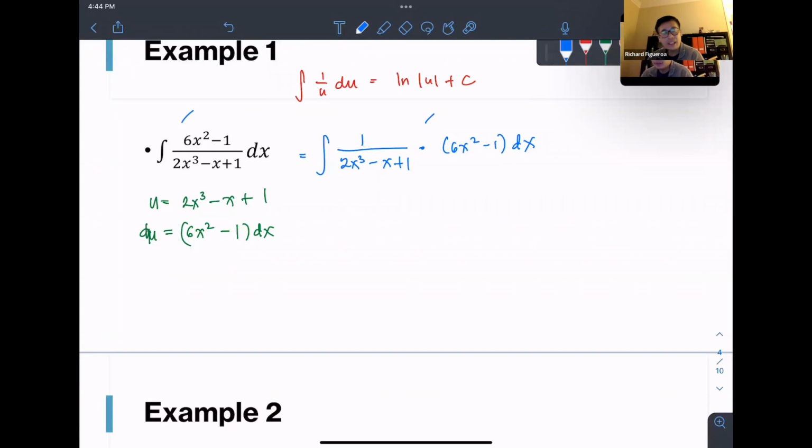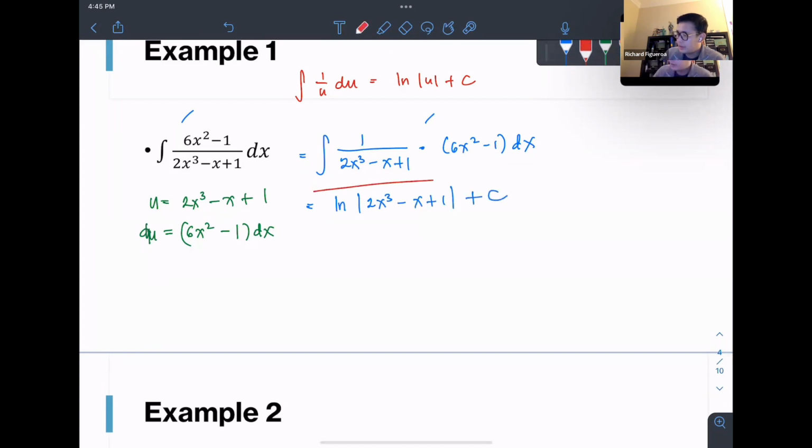Okay? So in this case, there's no need for a neutralizing factor because they are exactly the same. So right away, we can now write that that is ln of 2x cubed minus x plus 1 plus c. So that would be our answer. So ln of 2x cubed minus x plus 1 plus c. So that is natural logarithm. Question.